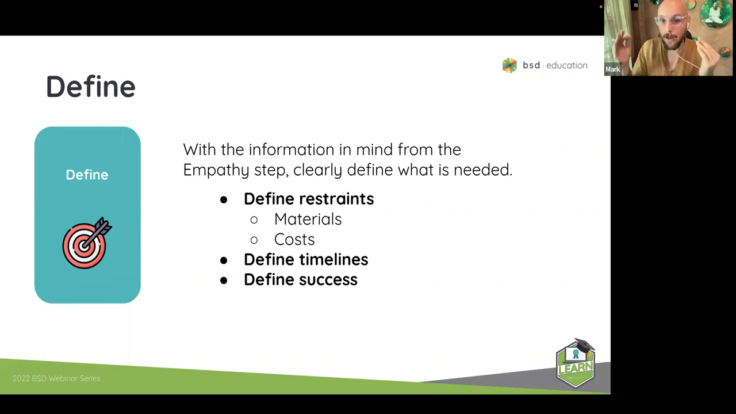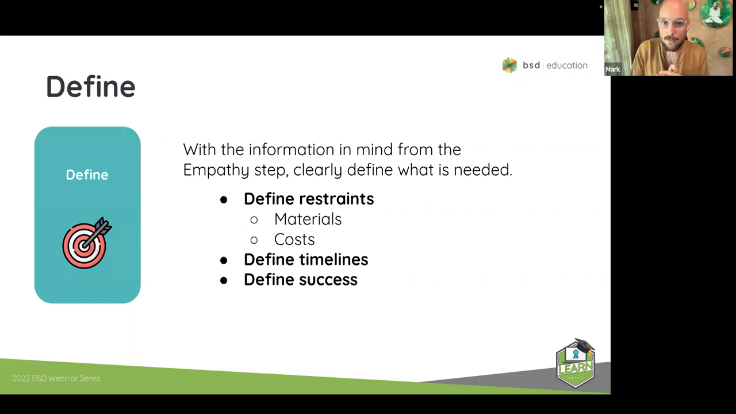And you as the teacher are going to help define those restraints because you know what the timing is, you know what materials are available, and you know the capability of your students. So you will help to set those parameters. But it's important that students are a part of that conversation so that they know how to use this part to solve problems later in the future.